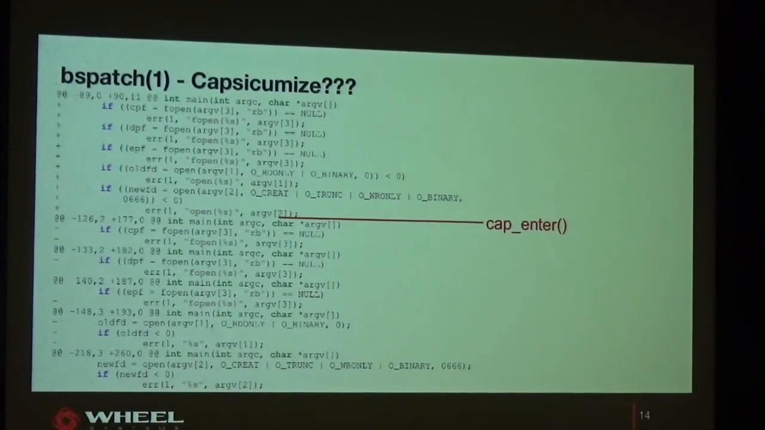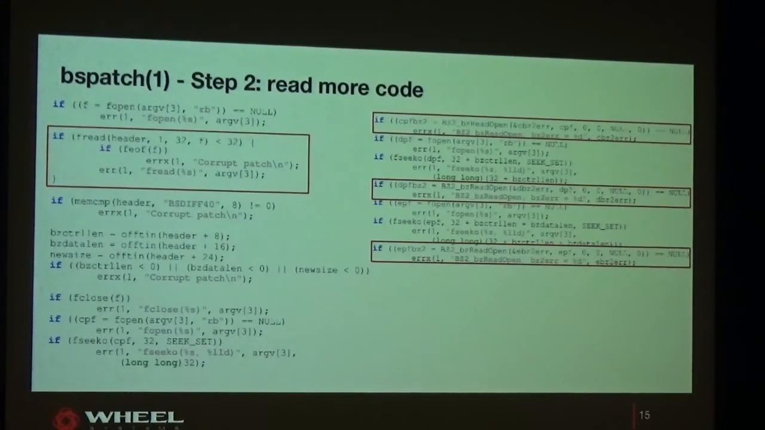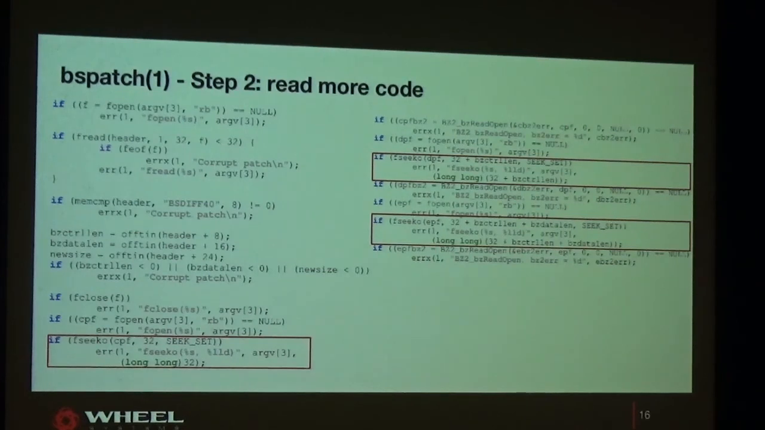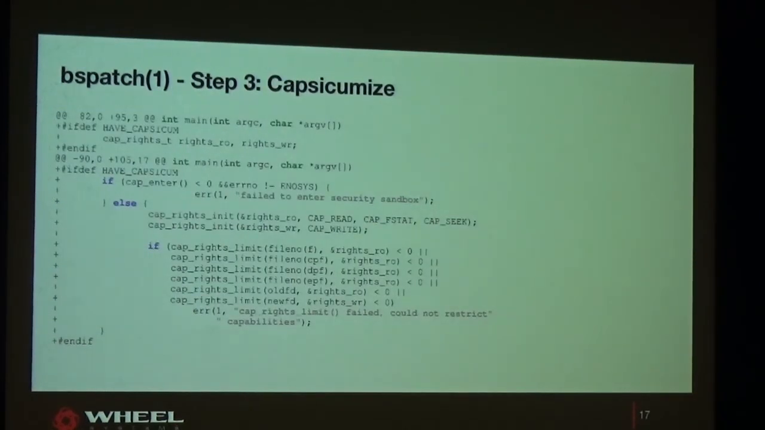But Capsicum allows us to go a little bit further, and we can see here that every one of those descriptors is used in some particular way. So for example, we read data from those descriptors, or we fseek on those descriptors, but we never write to those descriptors, or we never change the mode of those descriptors. So we not only enter the capability mode, we also limit every descriptor only to be read and to allow those things.